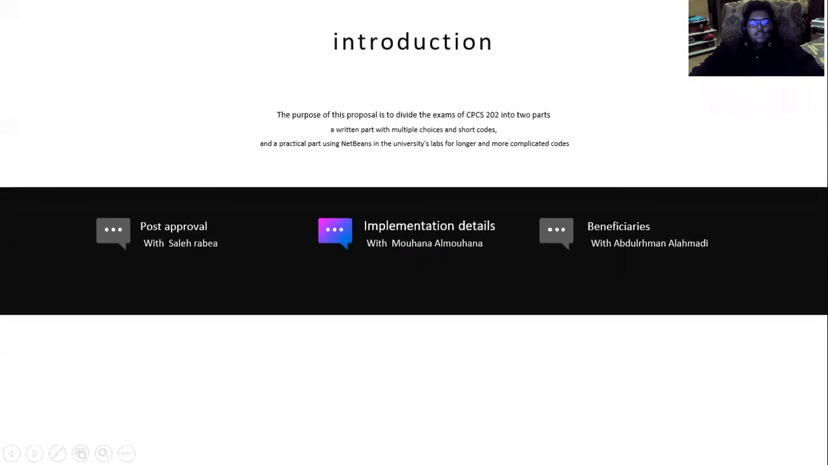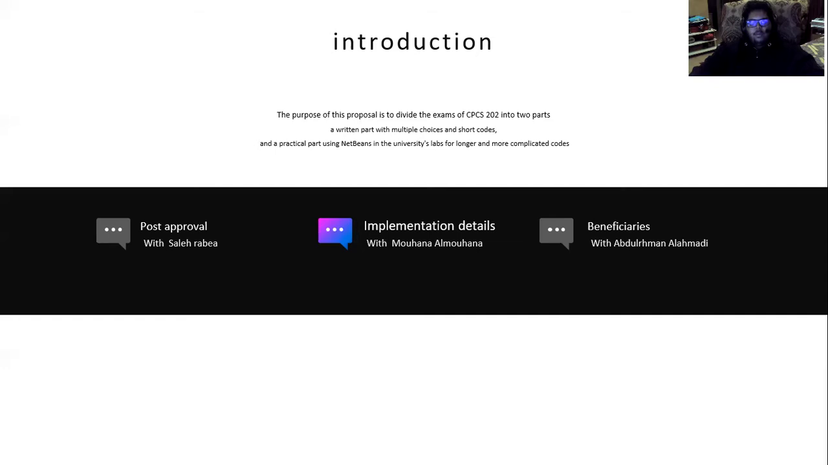The purpose of this proposal is to divide the exam of CPCS 202 into two parts: a written part with multiple choices and short codes, and a practical part using NetBeans in the university's labs for longer and more complicated codes. Many students have had a hard time during the exam while writing multiple codes with pen and paper instead of writing them in an IDE, which is much faster and more realistic and will give them more experience for their future. This proposal will go in depth on applying the solution and why we need to make these changes.